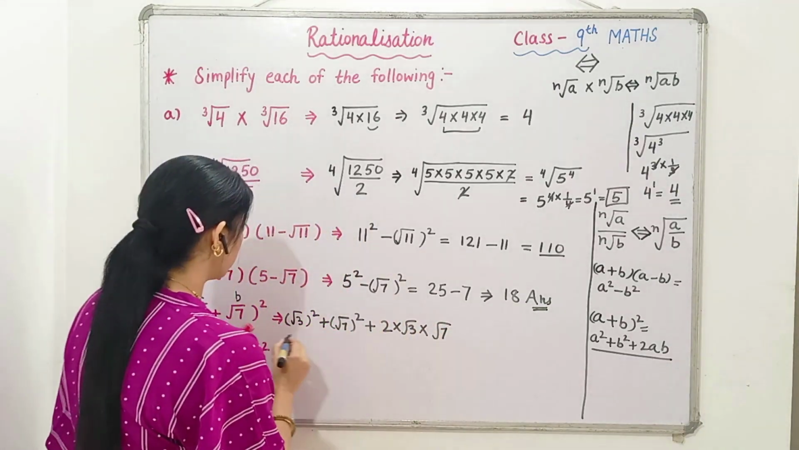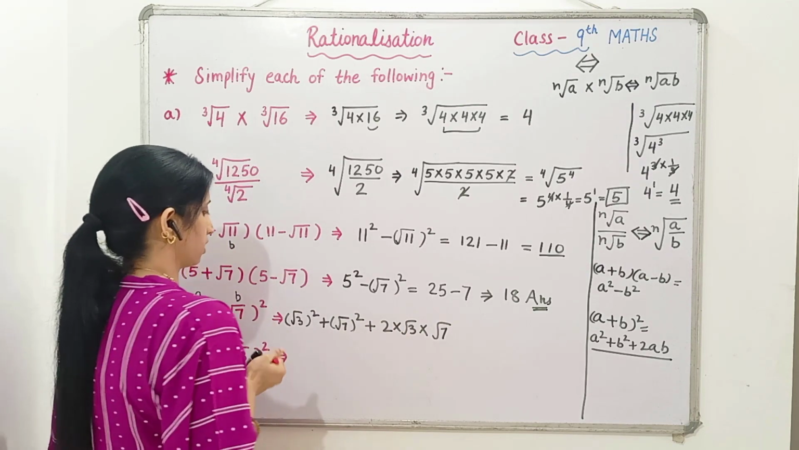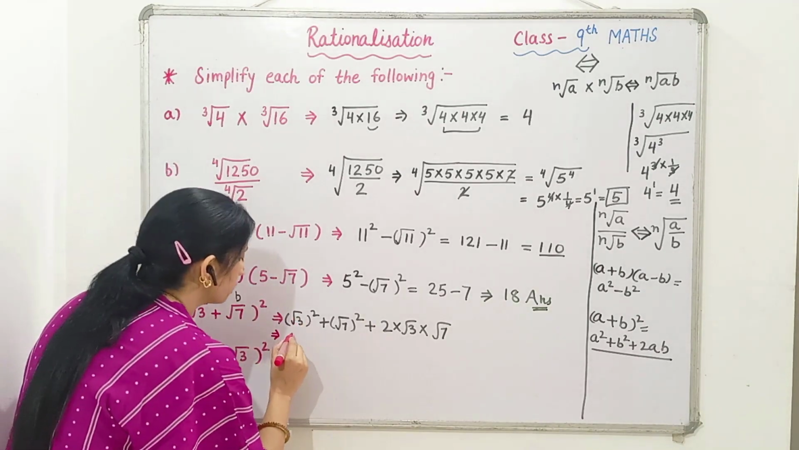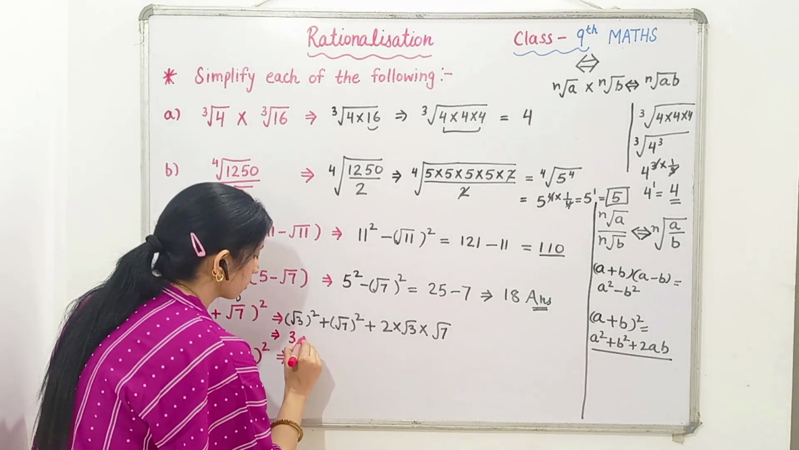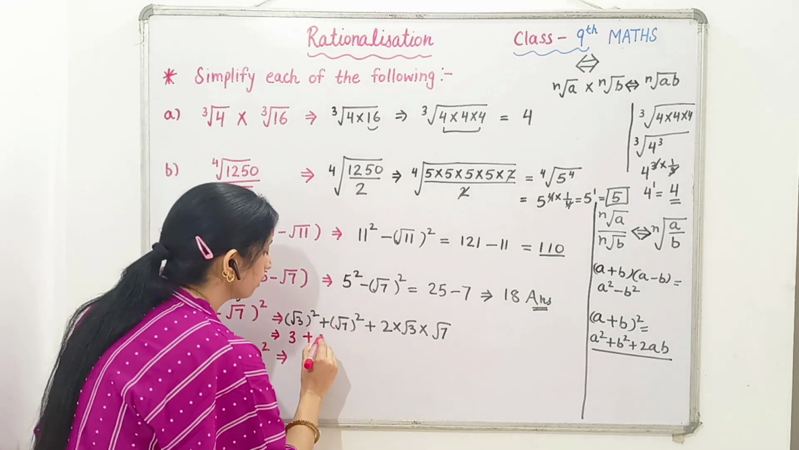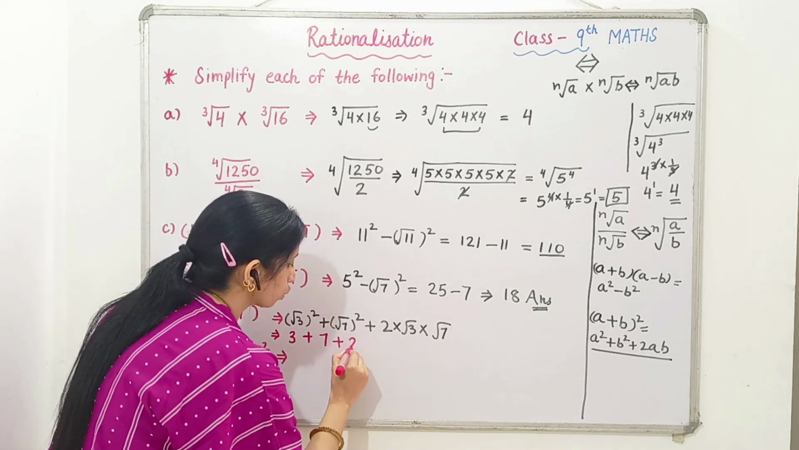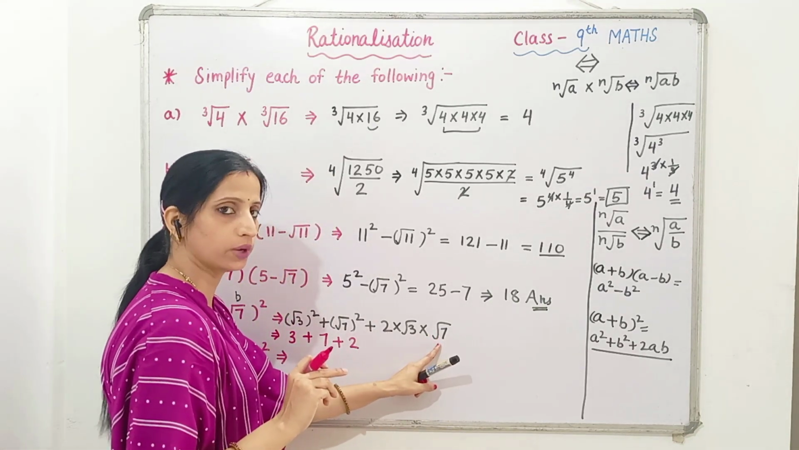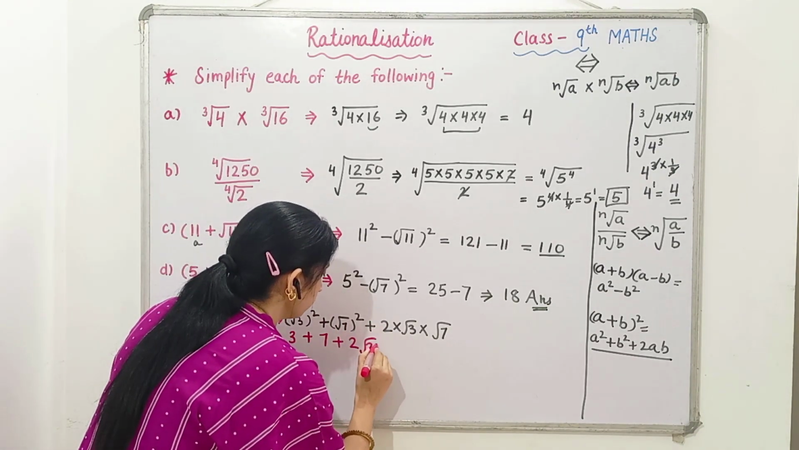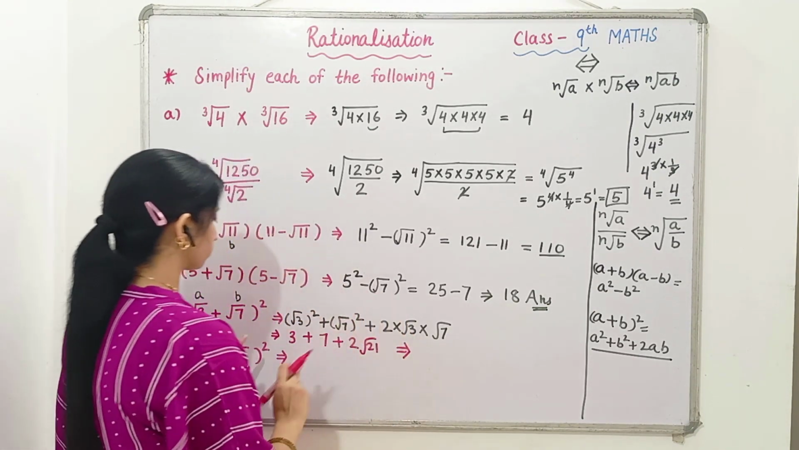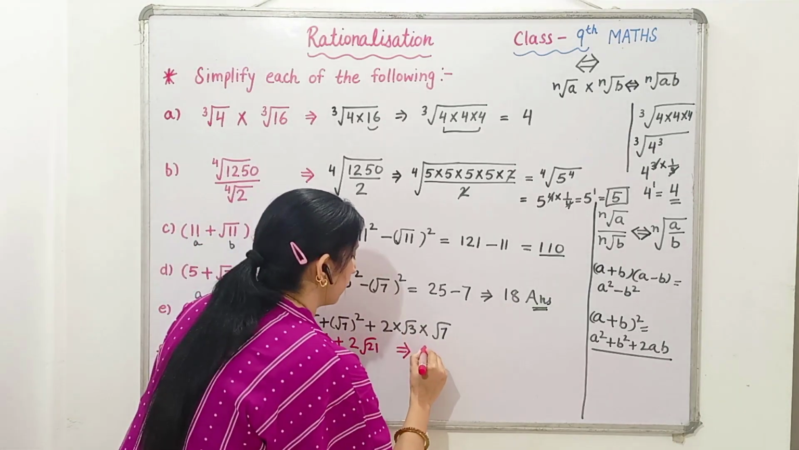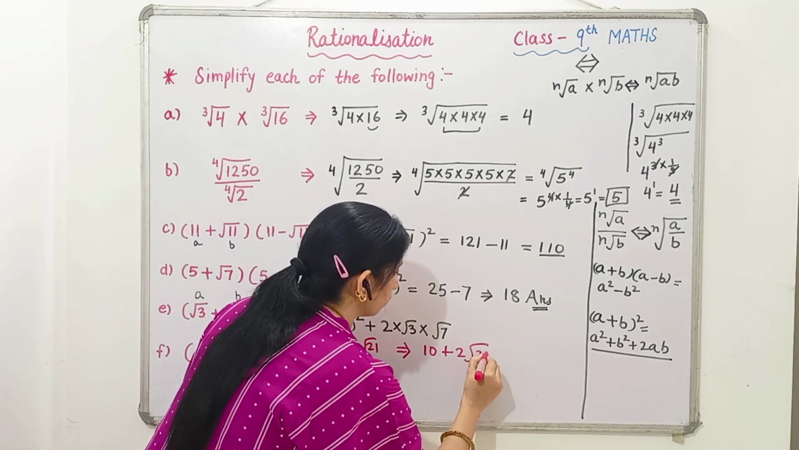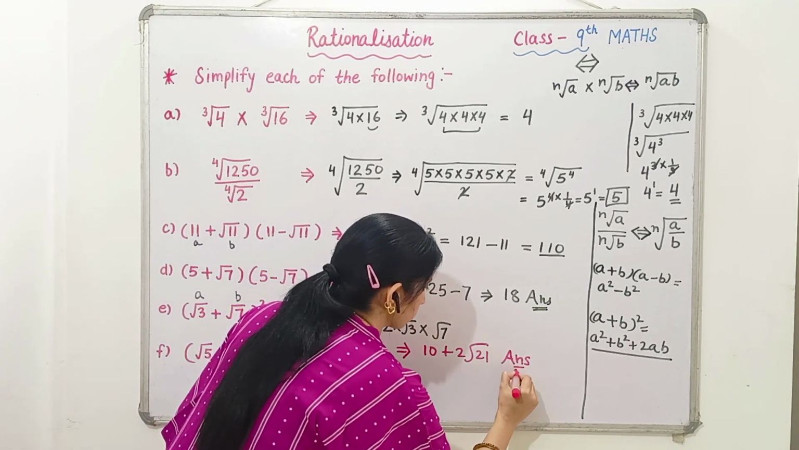Now what will we get? I am writing the answer here. See, what will we get? Root 3 square will be 3 plus root 7 square will be 7 plus 2 root 3 multiplied by root 7. What will we get? Root 21. Now just write here, 3 plus 7, we will get 10 plus 2 root 21. So this will be our answer.